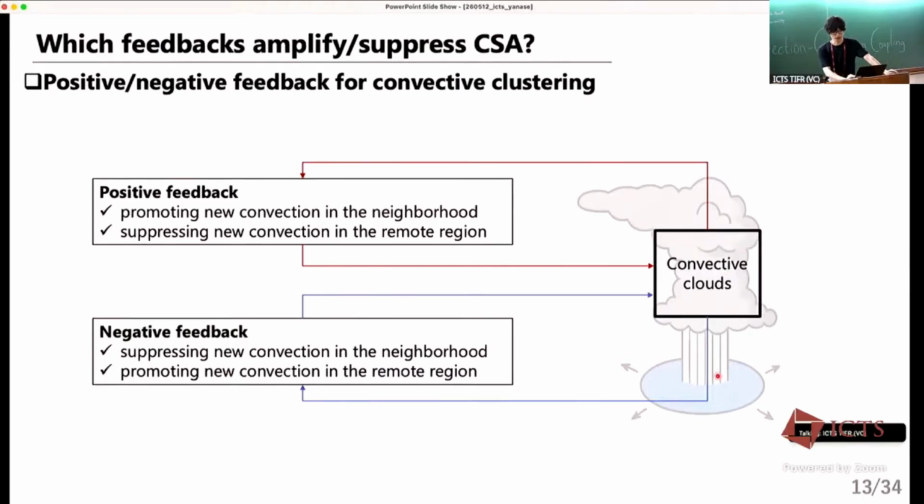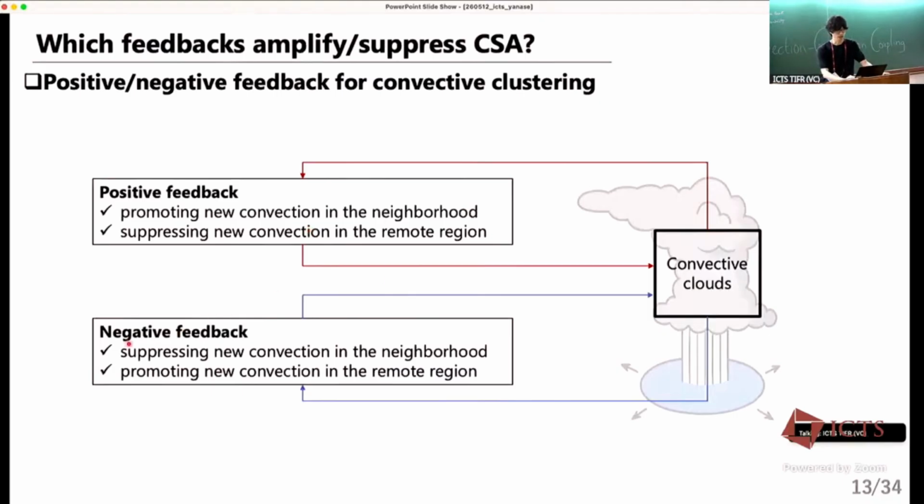First of all, we think about a single convective cloud, and of course in a wide domain we have many convective clouds. But if we think about a single convective cloud, and some process promotes new convection in the neighborhood or suppresses new convection in a remote region, it amplifies the contrast, which promotes aggregation. So it is positive feedback.